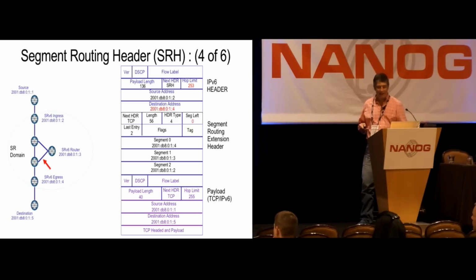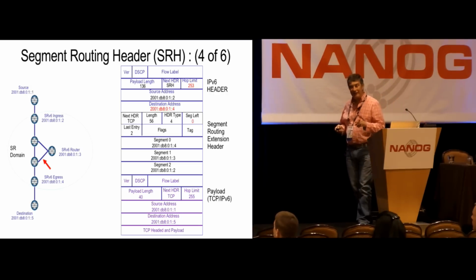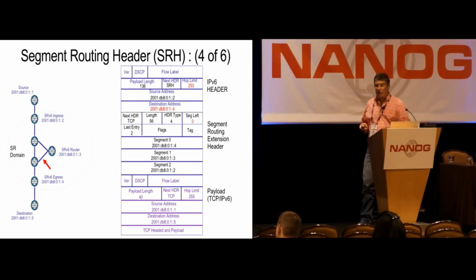4 gets the packet, and he changes things. He says, I'm the endpoint of the first segment in this SR path. So I'm going to change the segments left to 0. Now I'm trying to get to number 4. I'm going to change the destination address, and I'm going to ship it off.